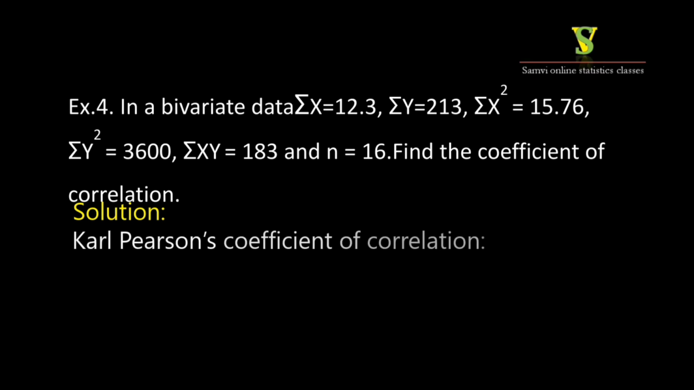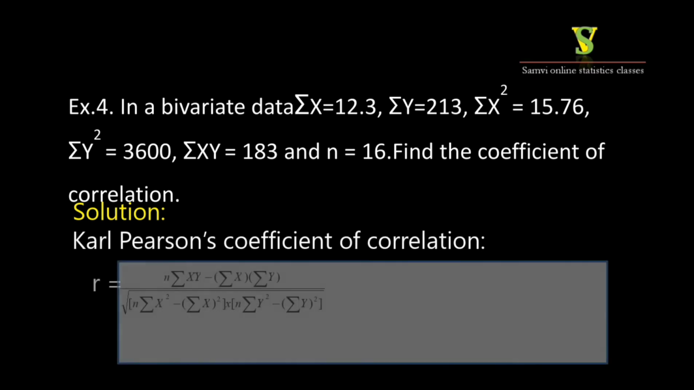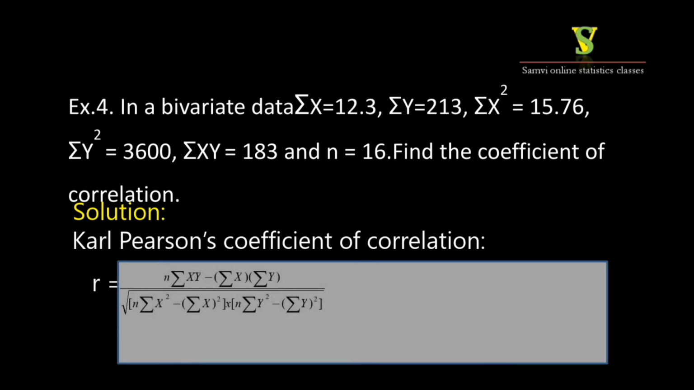Now we have to find out Karl Pearson's coefficient of correlation. We know the formula: r equals n summation of xy minus summation of x into summation of y, divided by square root of n summation of x square minus summation of x whole bracket square, into n summation of y square minus summation of y whole bracket square.